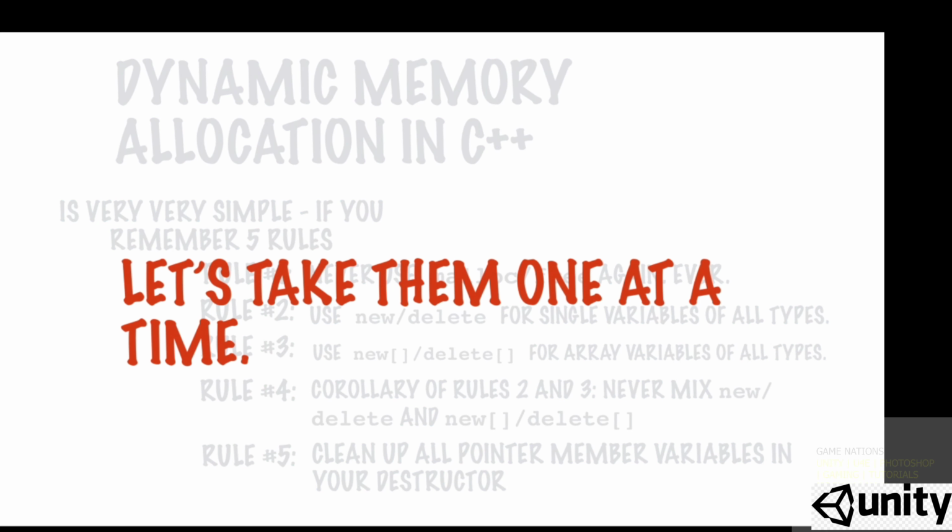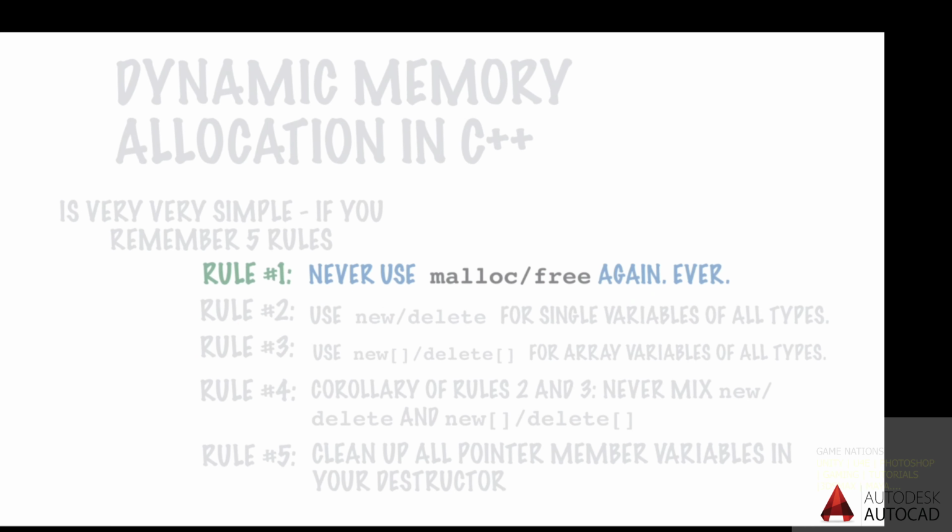Now, there were a lot of rules and we just threw them out there. Let's take them one at a time and see what each of those means. We'll also see examples of what happens when we violate these conditions, the kind of issues that we run into. We'll start with rule number 1.